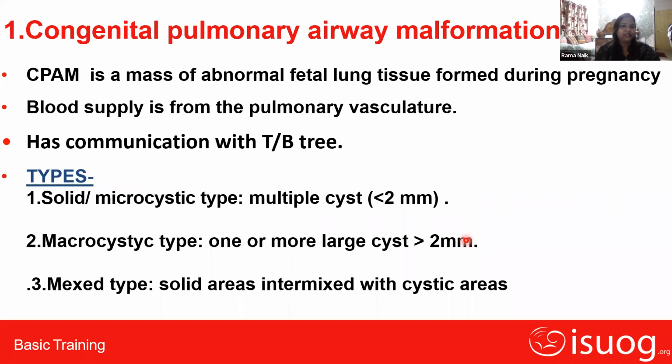First, the CPAM or congenital pulmonary airway malformation. CPAM is a mass of abnormal fetal lung tissue formed during pregnancy. The blood supply is from the pulmonary vasculature, and it has communication with the tracheobronchial tree. It has three types: solid or microcystic type, macrocystic type, and mixed type. Solid or microcystic means there will be multiple small cysts of size less than 2 mm. Macrocystic is when there will be multiple cysts, but the largest cyst will be more than 2 mm. And mixed is when both solid and cystic structures are mixed together.